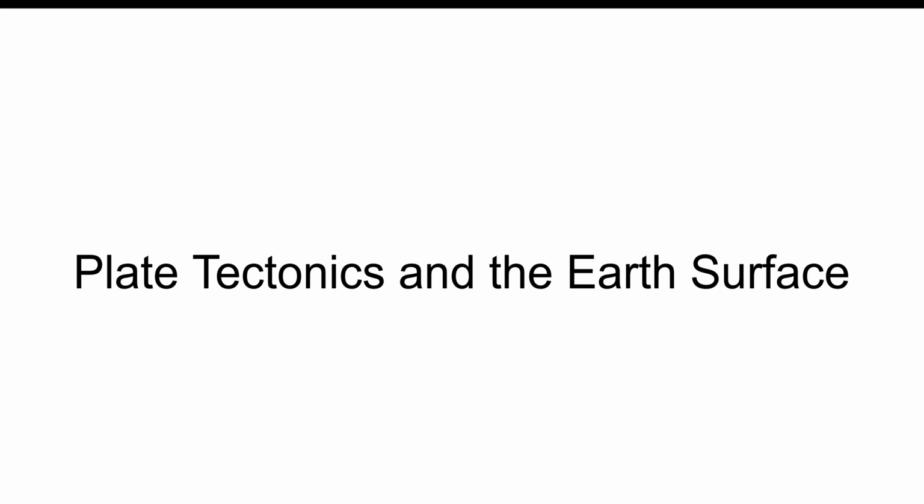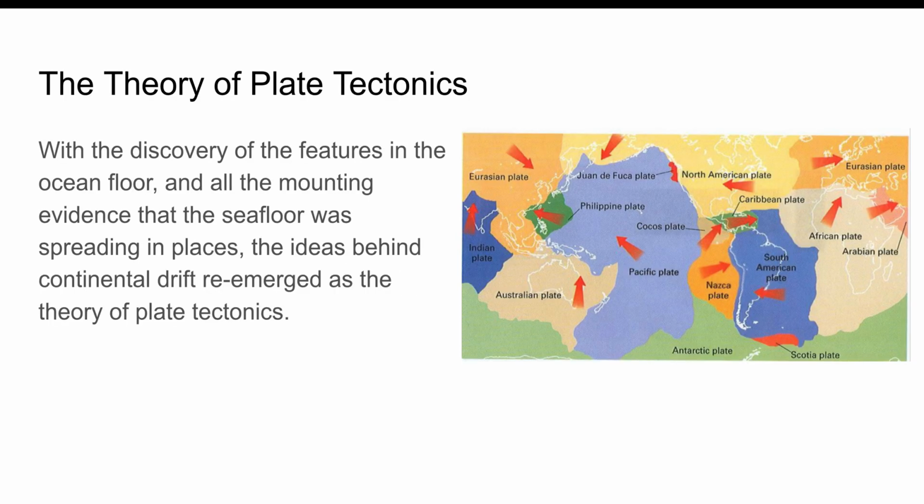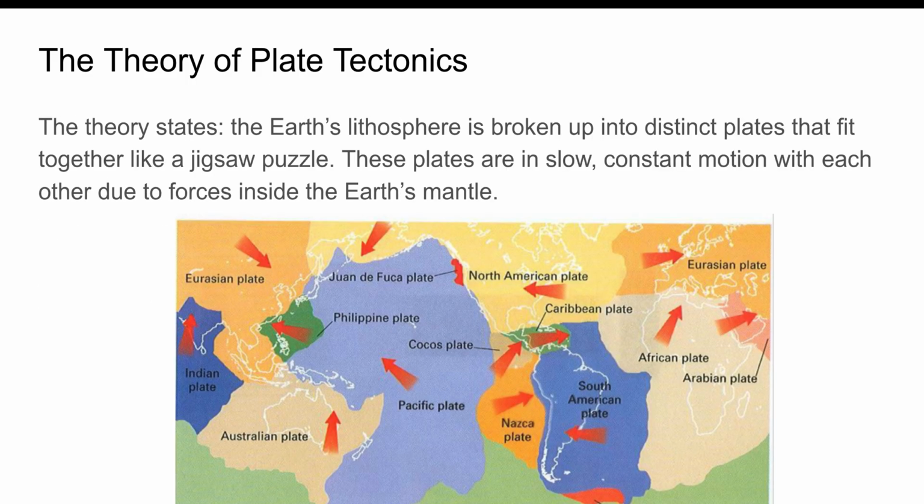All right, continental drift, and then the supporting evidence of seafloor spreading. Now we get into the meat and potatoes that is pretty much the explanation for all geological processes, plate tectonics, and why the surface of the Earth looks like it does. So with the discovery of the features of the ocean floor and the mounting evidence that the seafloor was spreading in places, Alfred Wegener's idea of continental drift reemerged as the theory of plate tectonics. Finally, this guy is going to get the credit he deserves because he was actually right.